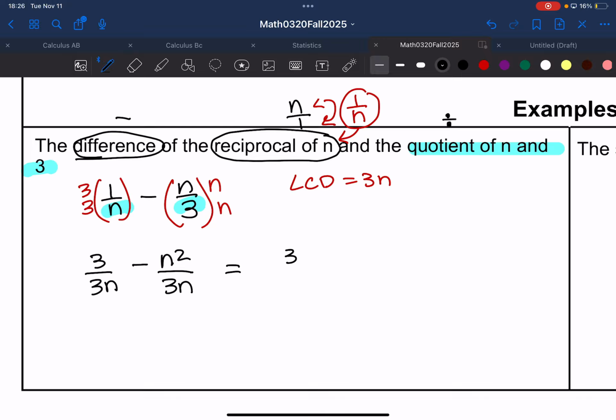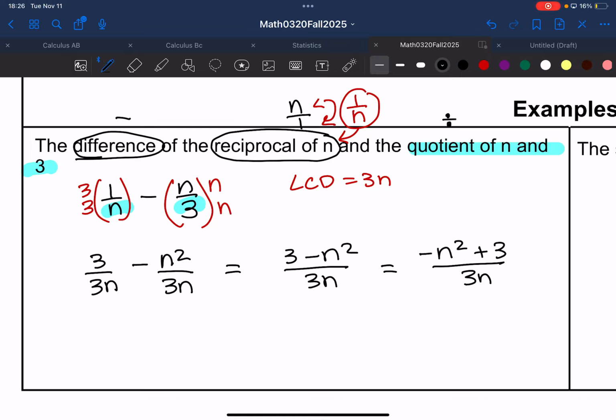So we would just leave it as is. 3 minus n squared over 3n. Okay, because if you start to switch it and you say n squared minus 3, you're changing the problem. Once we write it like this, if we wanted to make sure this was in the right order, we would put that negative n squared in the front plus 3 over 3n.